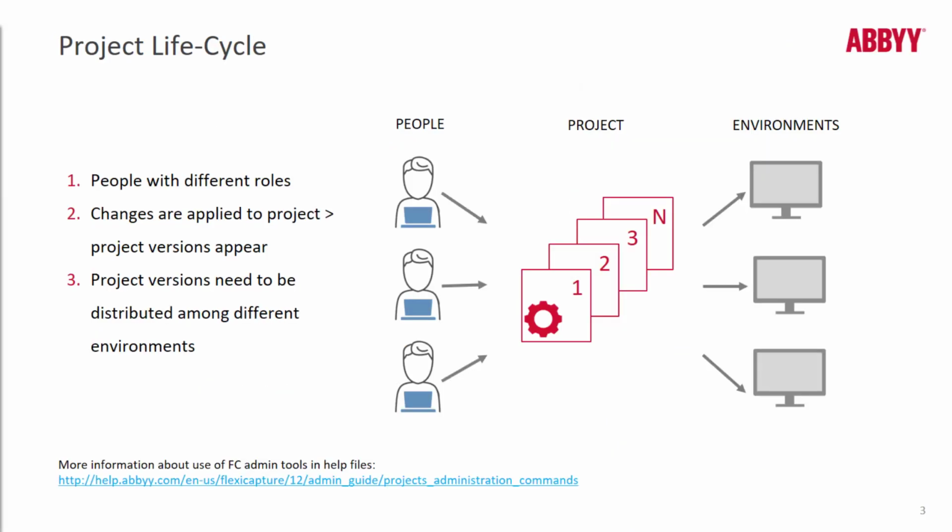FlexiCapture projects progress through evolving stepped development stages where people with different roles need access. Also, document definitions, layouts, training batches, and entire projects are iteratively updated and uploaded to application servers. These components are commonly distributed to different pre-production and production environments, either en masse or, in some cases, granularly.